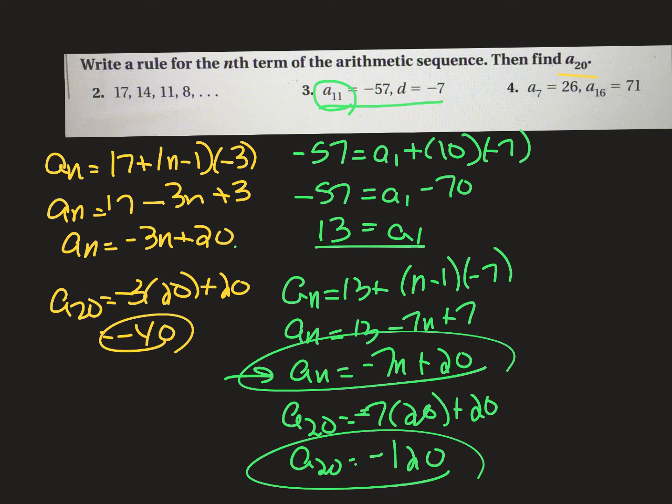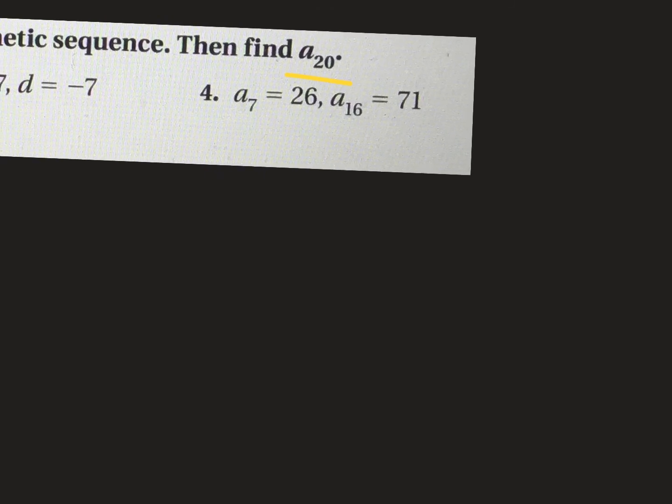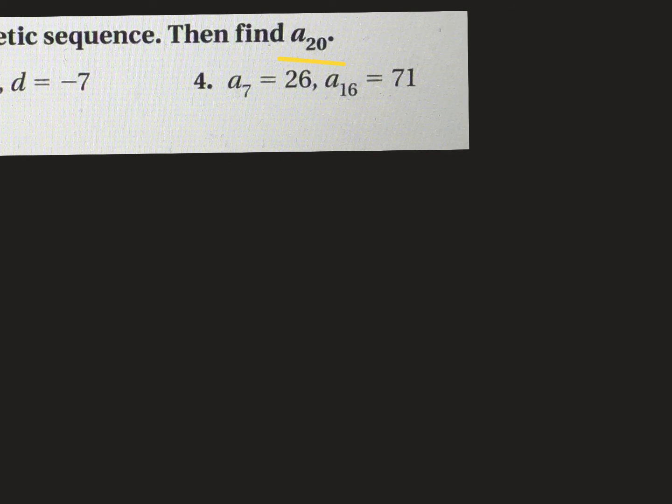So there's the two answers on the first one. There was a rule, and there was a 20th term. All right, the wildest one is number 4 here. Let's check it out, see if we can get this. Number 4, it says the 7th term is 26, and the 16th term is 71. This is going to look weird when I do this, so hang with me here.